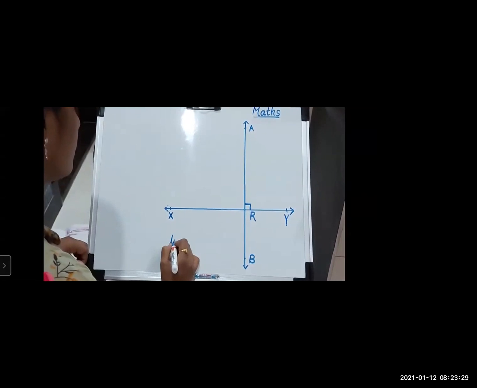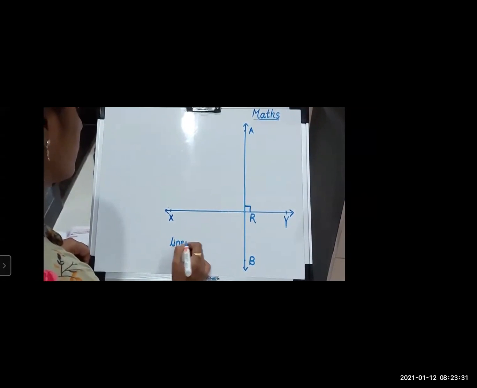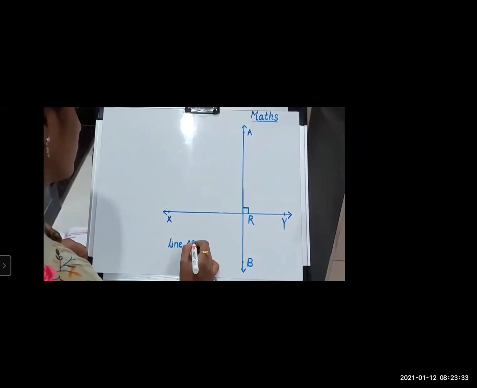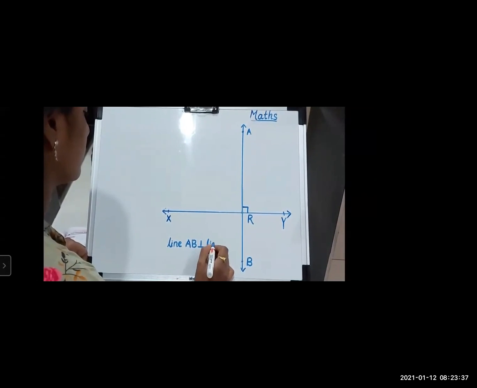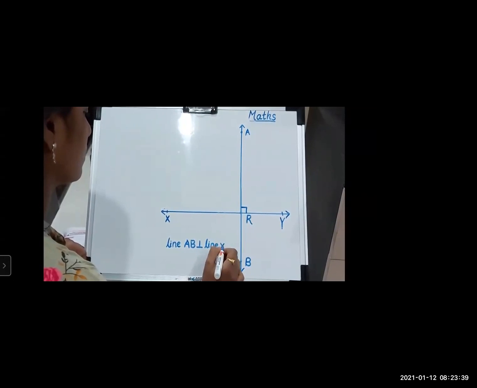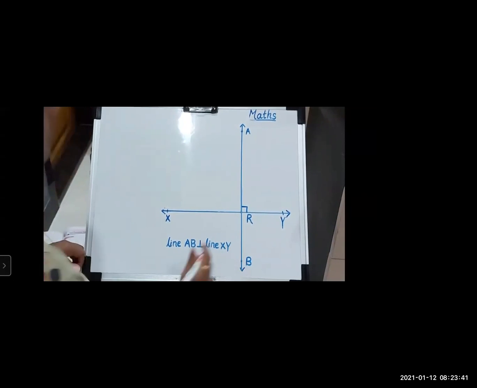Now here we can say that line AB is perpendicular. See the perpendicular sign, it is perpendicular to line XY. Here we have drawn using a set square when the point is given on the line XY.